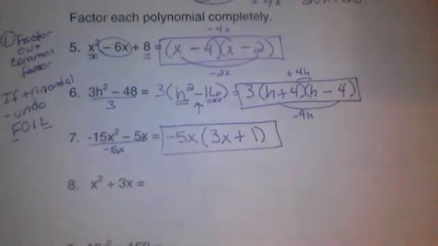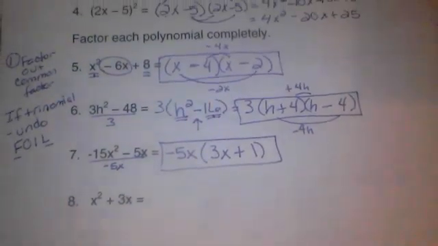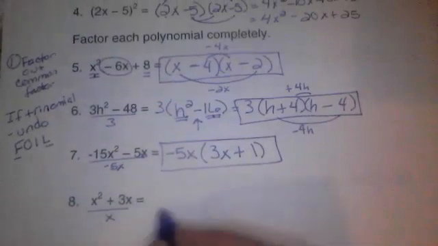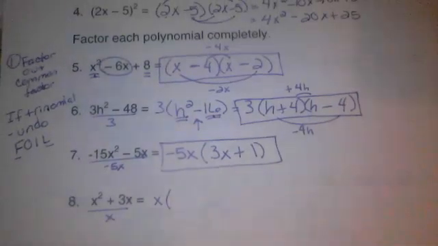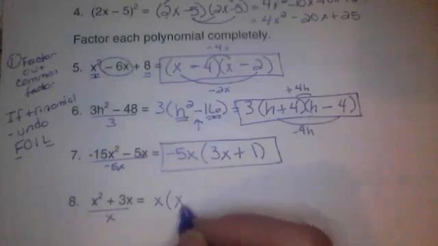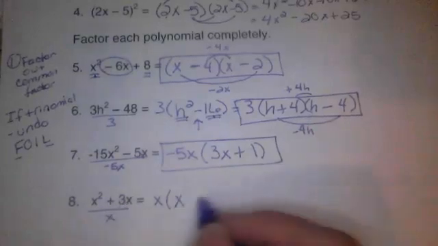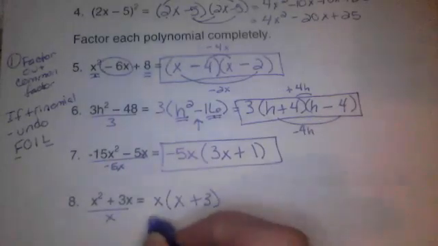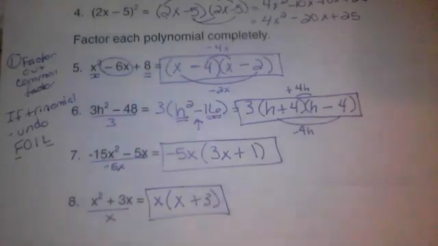Okay, for number 8, start off with our greatest common factor. Want to figure out what they have in common. They both have an x in common, divide by x. Pull that out in the front. So x squared divided by x is x. 3x divided by x is 3. And again, those are not perfect squares, so that's it. That's as far as we can go.